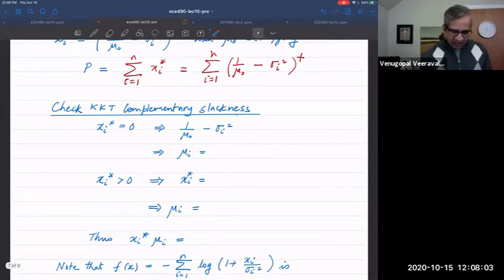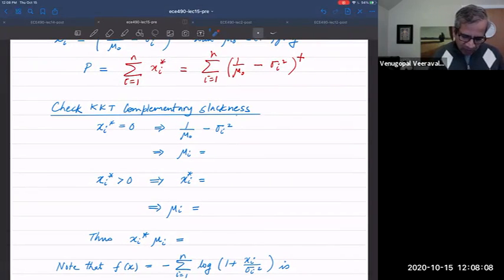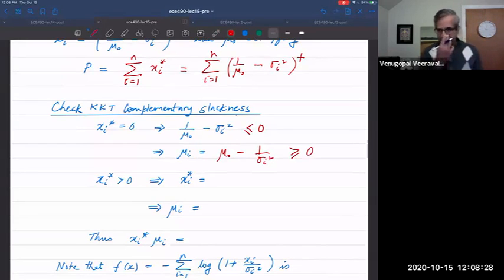Okay, so let's look at what happens when xi star equals 0. Then 1 over mu 0 minus sigma I squared from our equation has to be less than or equal to 0, which means that mu I, which is mu 0 minus 1 over sigma I squared, has to be greater than or equal to 0. So the product of xi star and mu I will be 0.